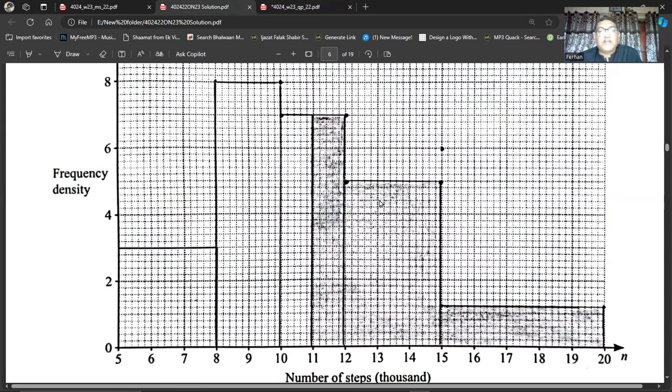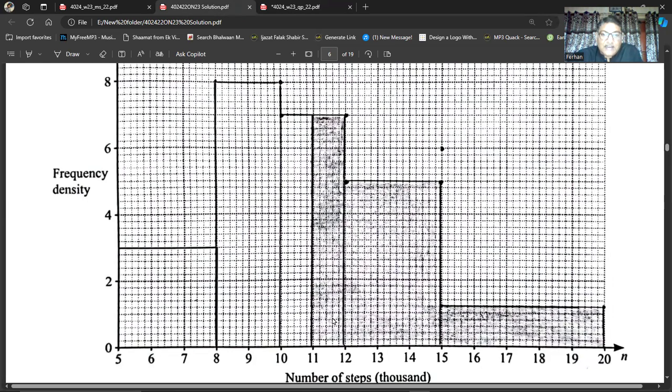So I will check how many days she took more than 11,000 steps. I will take this portion, this portion, this portion, and all these shaded portions. She has taken more than 11,000 steps.